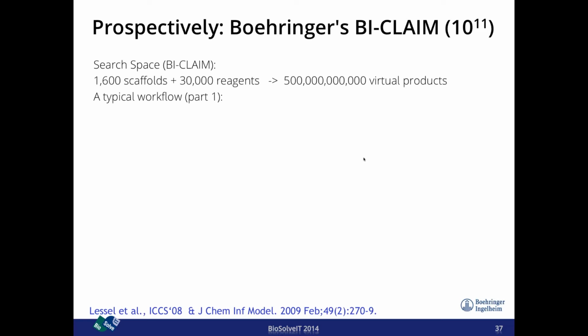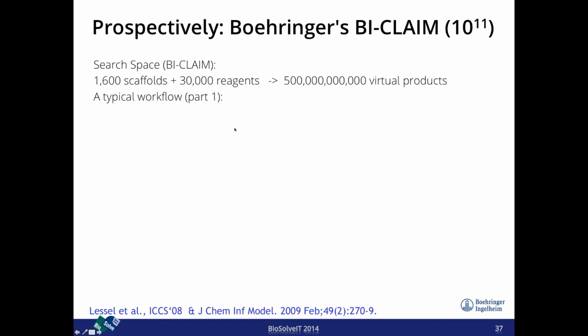Okay, another application, and I like this one very much because it exploits so much the orthogonality of descriptors, is from Boehringer Ingelheim. So they set up something that they call BI-claim, which is their own fragment space. At the time, 2009, it was presented for the first time. They had roughly 1,500 scaffolds and 30,000 reagents, and they arrived at roughly 10 to the 11th compounds, virtual products.